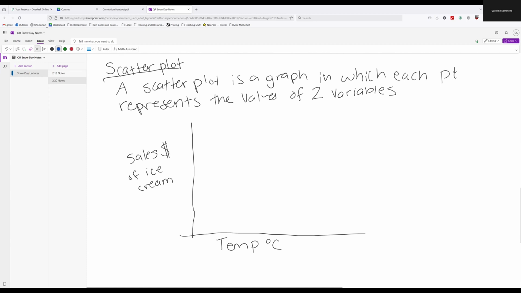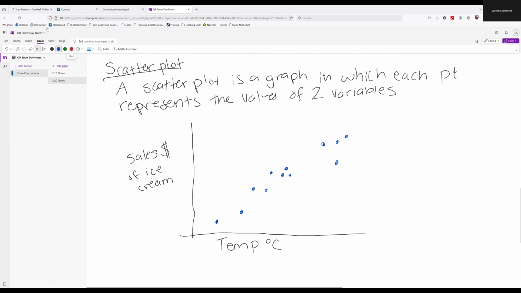So let's think maybe really cold temperatures, we're not selling that much ice cream. Maybe we're selling some more here. We just get a couple of data points like this. They're kind of spread out. Again, if it was on Alex, they'd have a better labeling system. I'm doing the best I can on this little whiteboard. So we can see the nice correlation here.